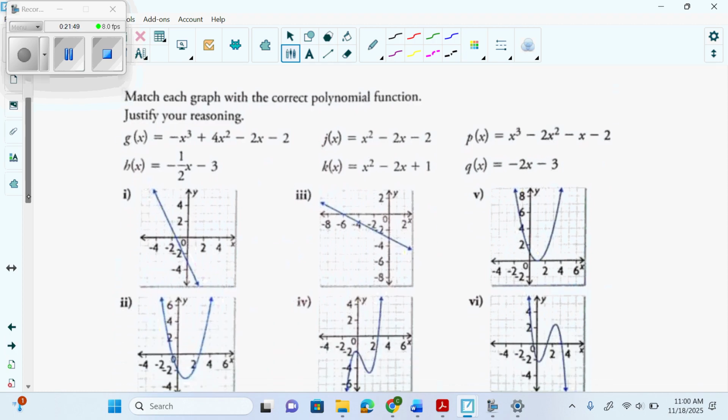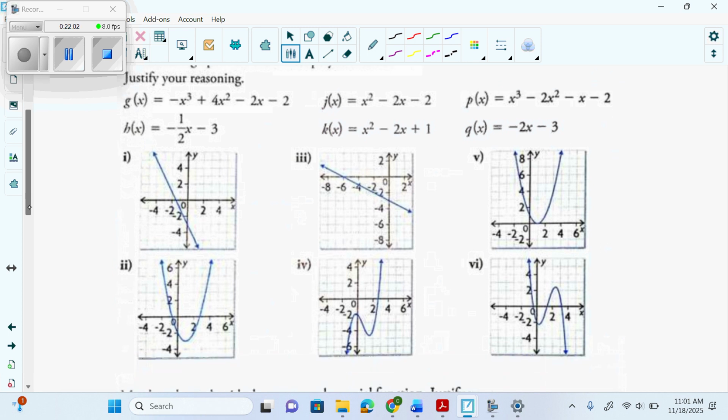Match each. Try and not use your calculator. So we're going to use our leading coefficient to tell us if it ends up on the right or left, the degree, and the y-intercept. Okay? So try and match them without your calculator. So we have 2 linear ones. Both of these have negative leading coefficients. So that means they're down on the right, correct?